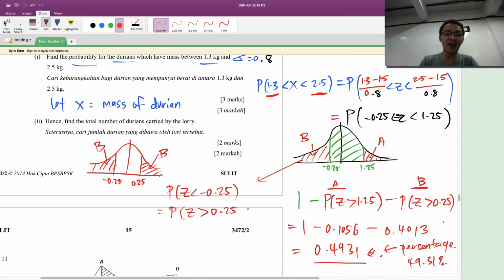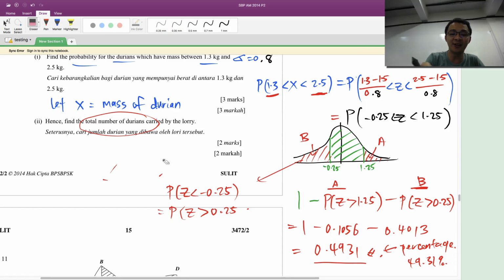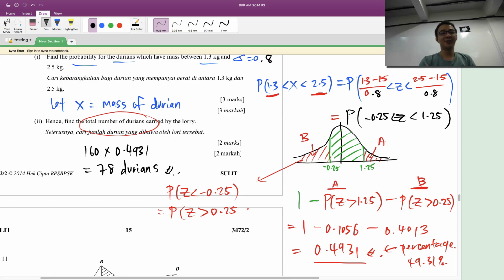So in order to find the total number of durian, it will be very easy. What you need to do is just use 160 multiplied by 0.4931. That's all. So you will get 78.9 durian. But because this is durian, I will not say 0.9, I will just say 78 durians. Okay? Just like this.